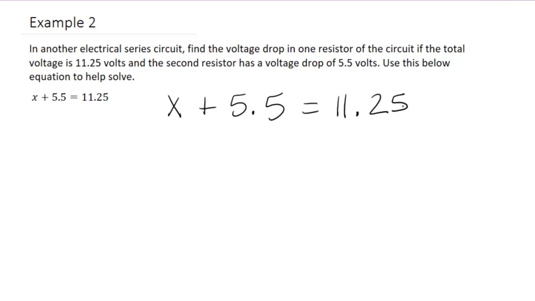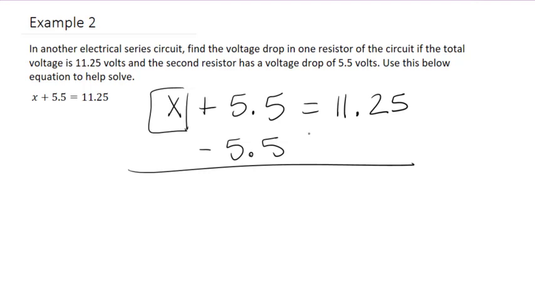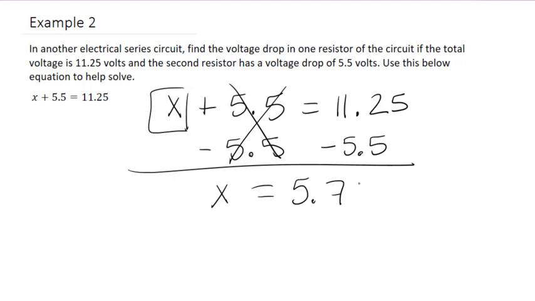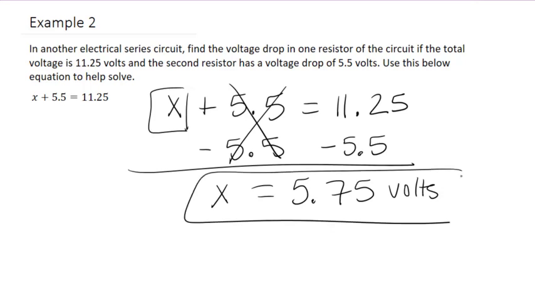So we want to get x on its own, so we're going to subtract 5.5 on the left-hand side of the equal sign, and we'll also have to do it to the other side, because whatever we do, we must do to the other side. So now we're just left with x on the left-hand side, and let's go ahead and go 11.25 minus 5.5 equals 5.75. And then this is also volts for our units. So let's do another example.